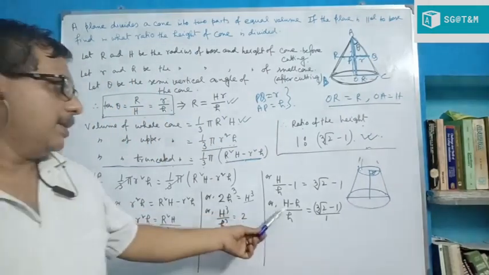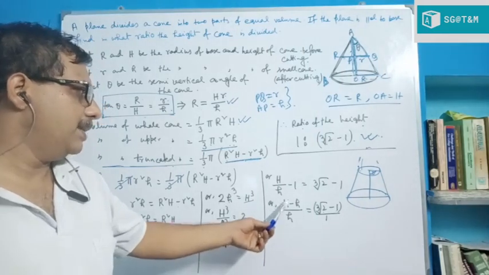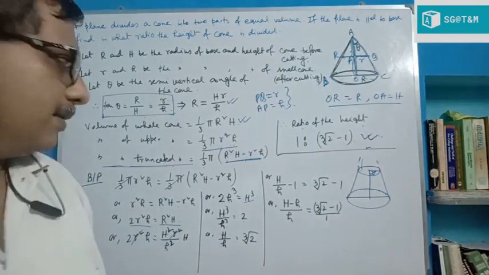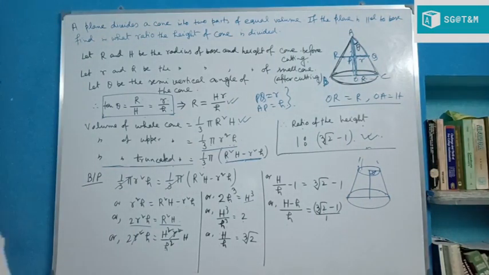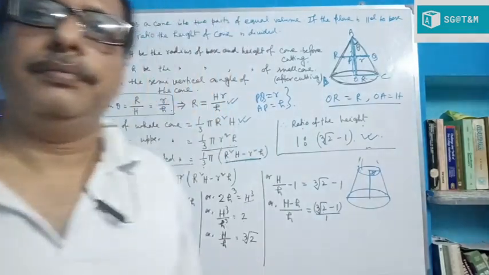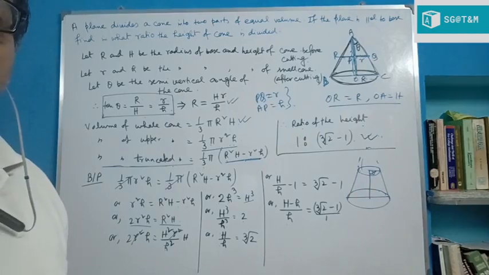From this we can write the ratio of the height, small h to capital H minus small h, upper portion by lower portion, is given by that. Is it clear? Very interesting problem. I think it is very interesting. Okay, that's all. Hope that you understood this problem.